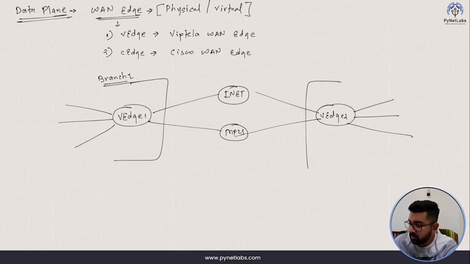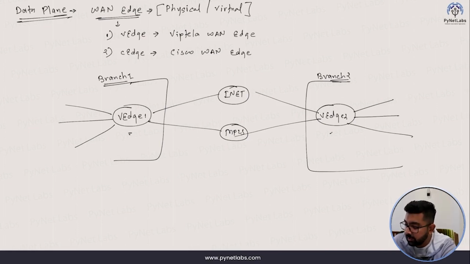And this is our branch number two. Geographically, they can be far away from each other. The branch number one WAN edge router has certain interfaces. Branch number two also has certain interfaces.